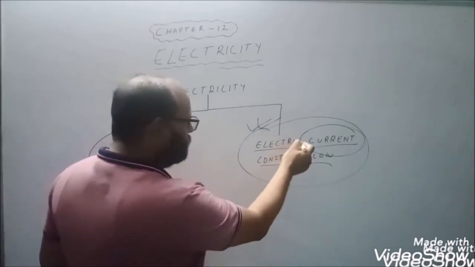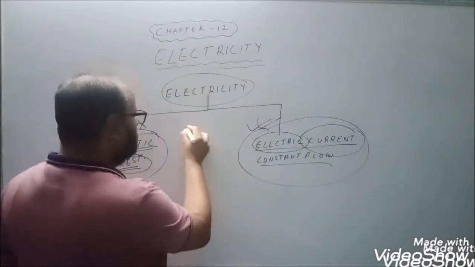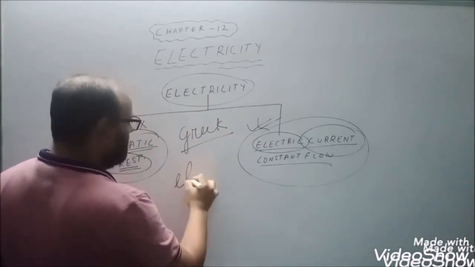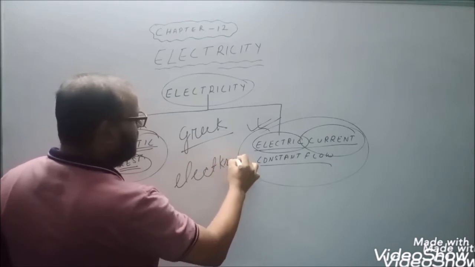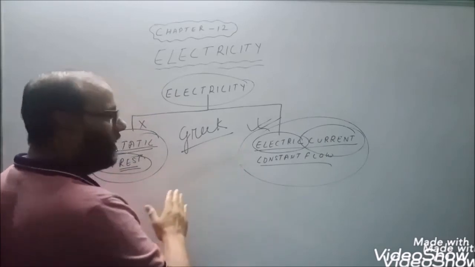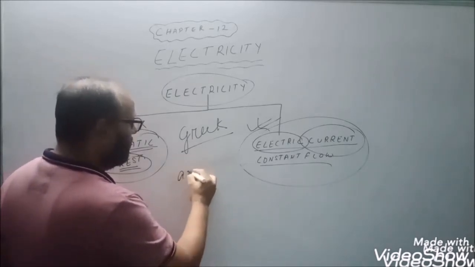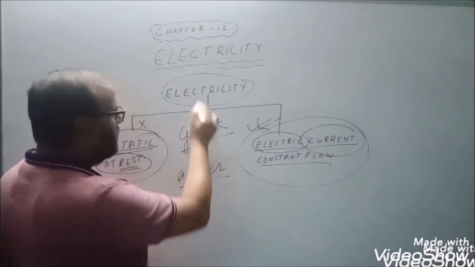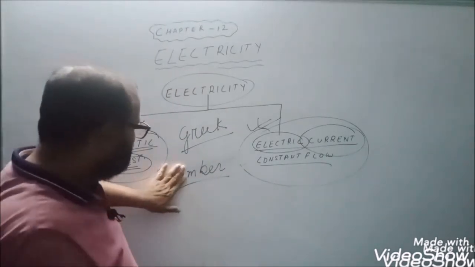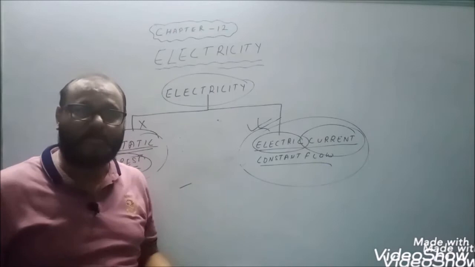Now, the word electric, or electricity, has been derived from a Greek word which is known as E-L-E-C-T-R-O-N, electron. This particular word is not exactly electron. You will be surprised to know it is talking about amber, A-M-B-E-R. Electra means amber. So this was just information about the word derivation, from where the word electricity has been derived.